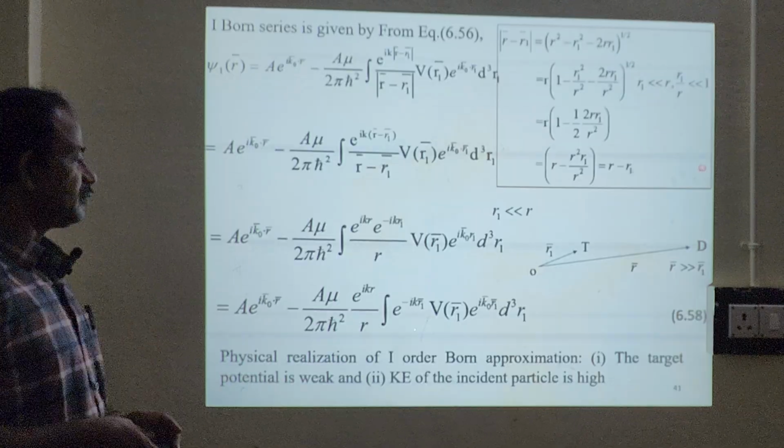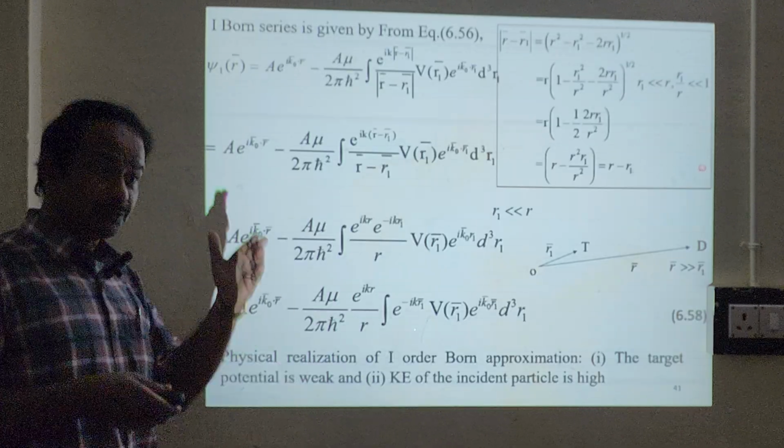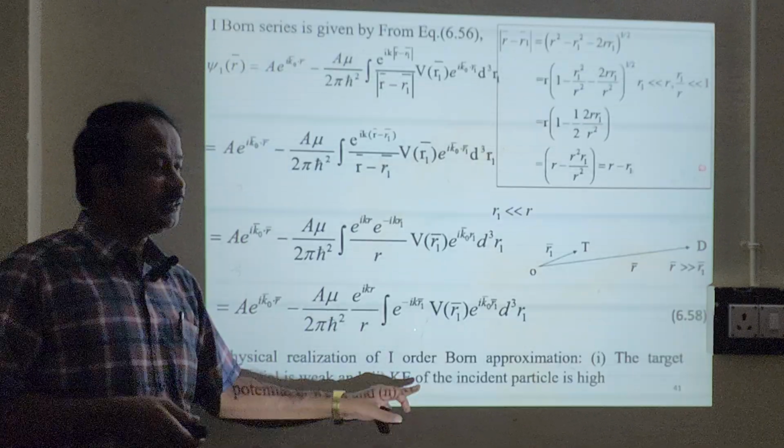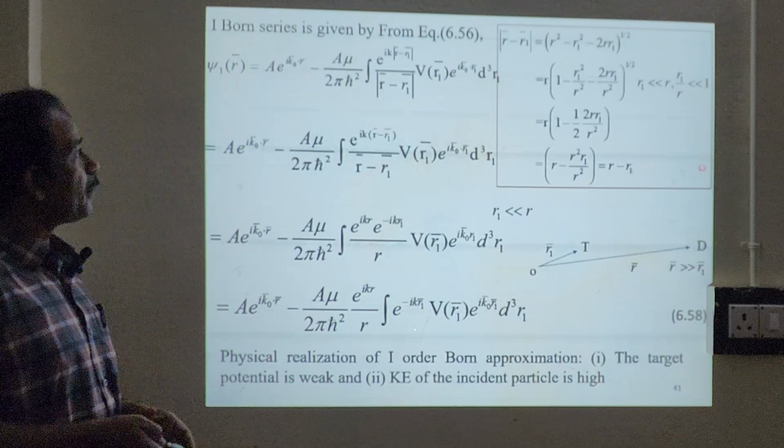So the physical realization of the first order Born approximation involves two things. The target potential is very weak, of course, which we assumed earlier itself. If it is very weak, then the kinetic energy of the incident particle must be very, very high.